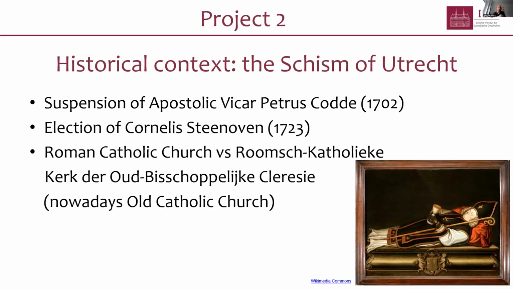But from the moment of his election onwards, you could really talk about the existence of two competing Catholic churches in the Dutch Republic. On the one hand, the Roman Catholic Church. On the other hand, de Rooms-Katholieke Kerk, der Oud-Bisschoppelijke Cleresie. Nothing wrong with the name, apart from the fact that it's slightly unwieldy. And nowadays, it's known as the Old Catholic Church. And in the context of this presentation, I will talk about the Roman Catholic Church on the one hand and the Old Catholic Church on the other, just to make it a bit easier.